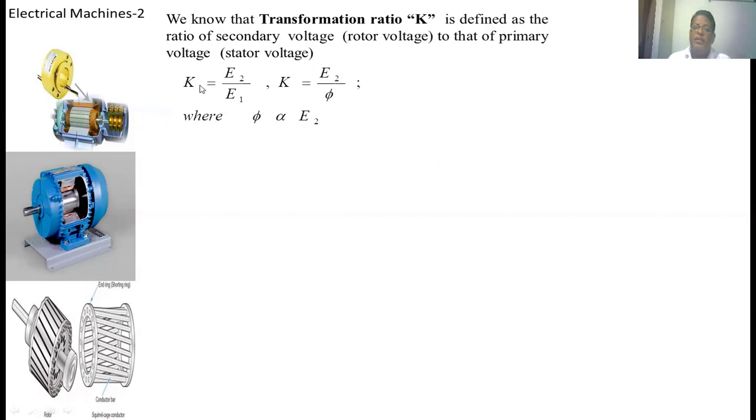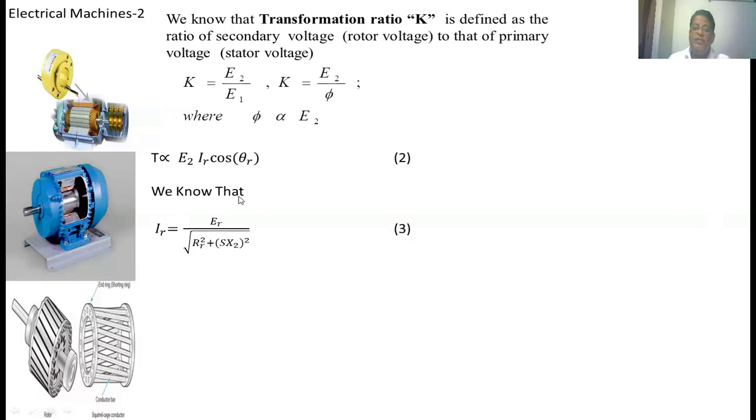Now, from this expression, you can say very easily that E1 is directly proportional to phi. So, in place of E1, you can keep phi. If you take phi to this side, then E2 is directly proportional to phi. So, in place of phi in the torque equation, we have now taken E2. E2 is the per phase standstill voltage in the rotor.